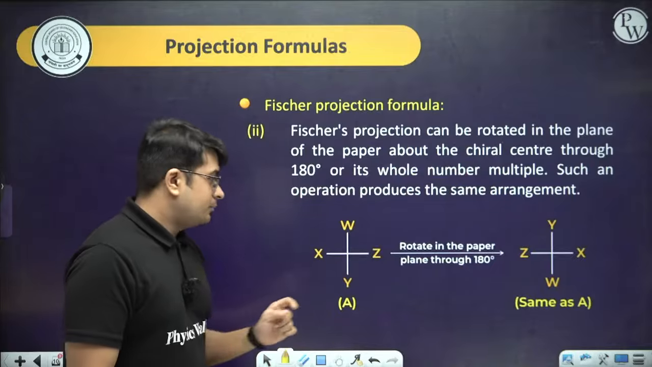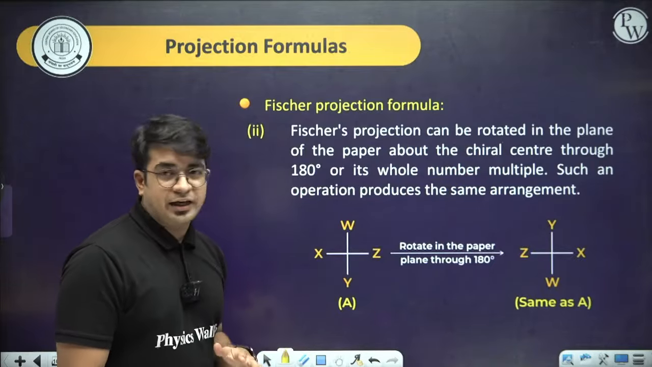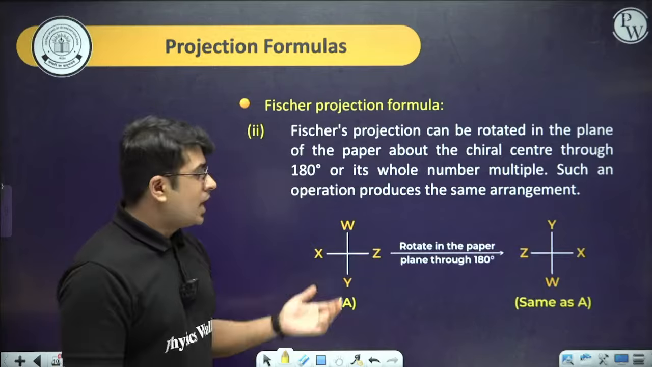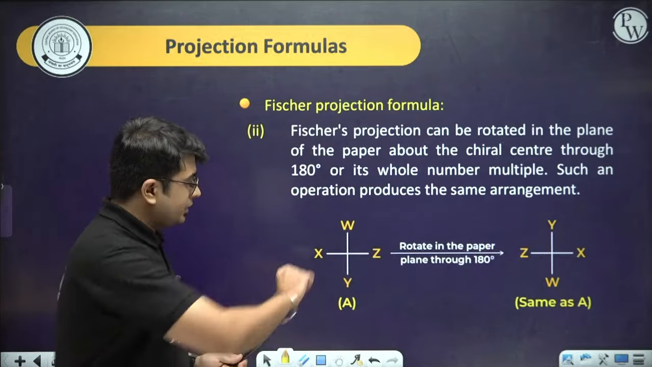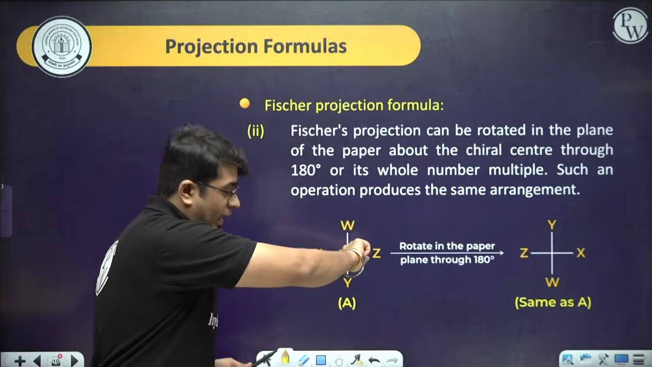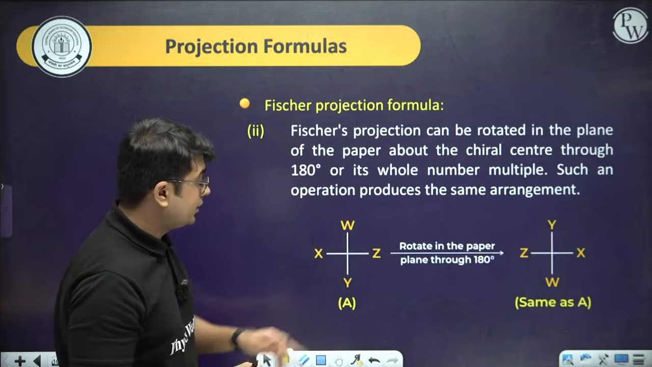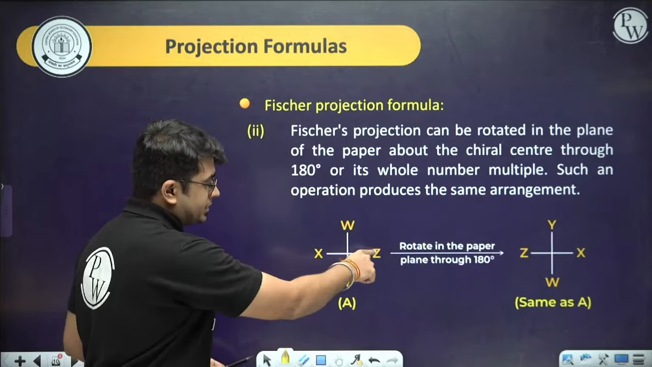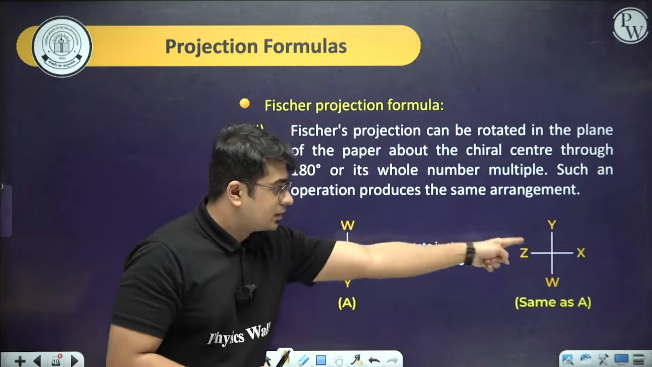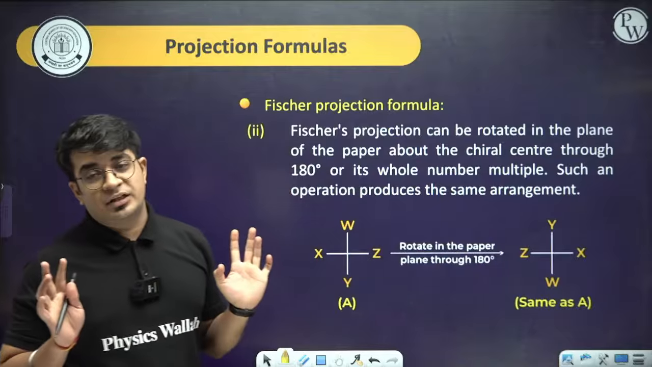For example, let's say we have a W here, Y here, X here and Z here. I am rotating the entire part by 180 degrees. Let's say I have this entire part, I am rotating it by 180 degrees. So W will be here and Y will be here. Now in this case, Z will be here and X will be there. So these 2 parts are exactly the same.